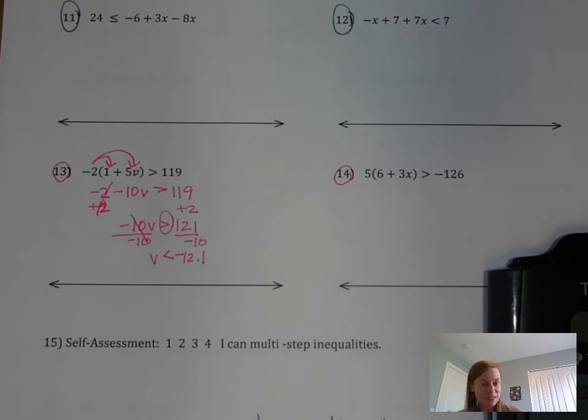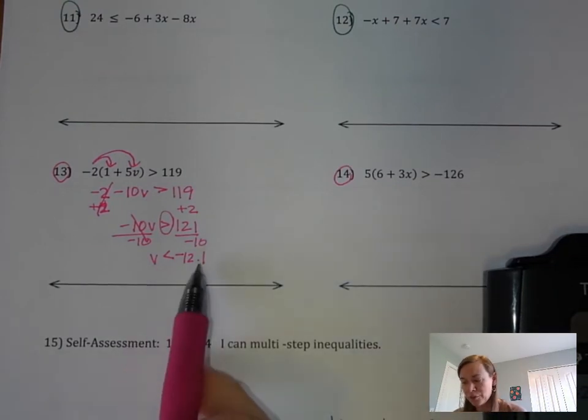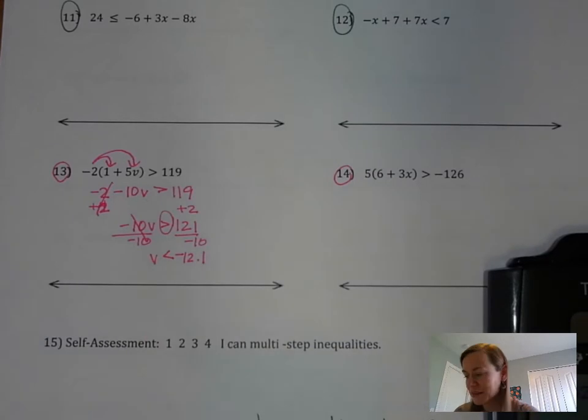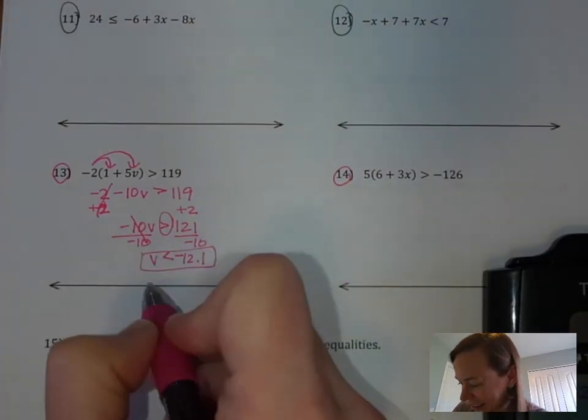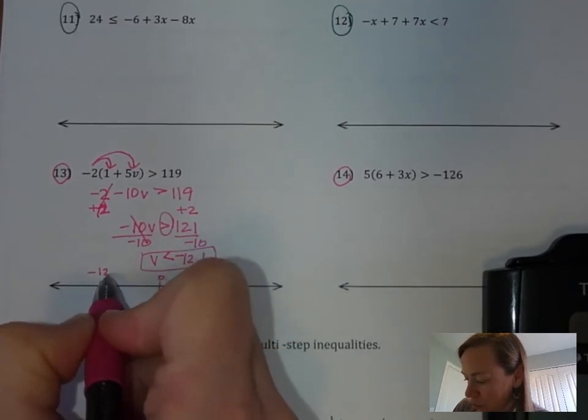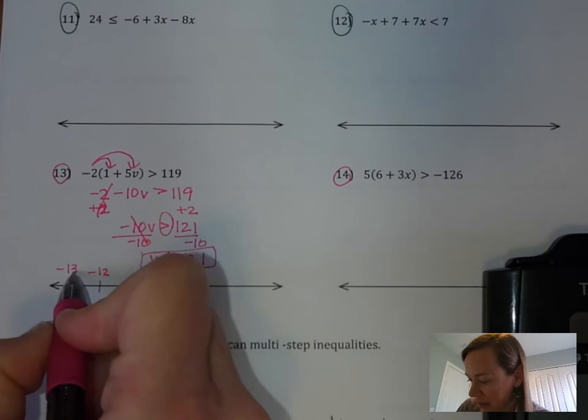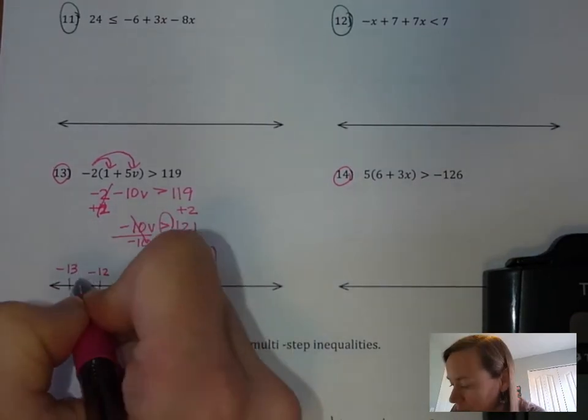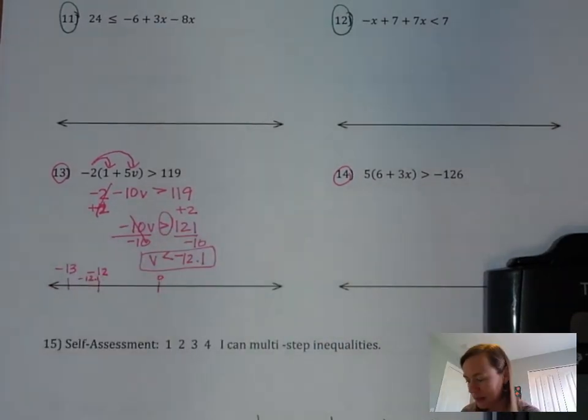And so now we have our answer. V is less than negative 12.1. Let's put it on the graph. Okay, here's our 0. Here is our negative 12. Here's a negative 13. We're going to put our negative 12.1 right here. I'll just kind of squeeze it in there.